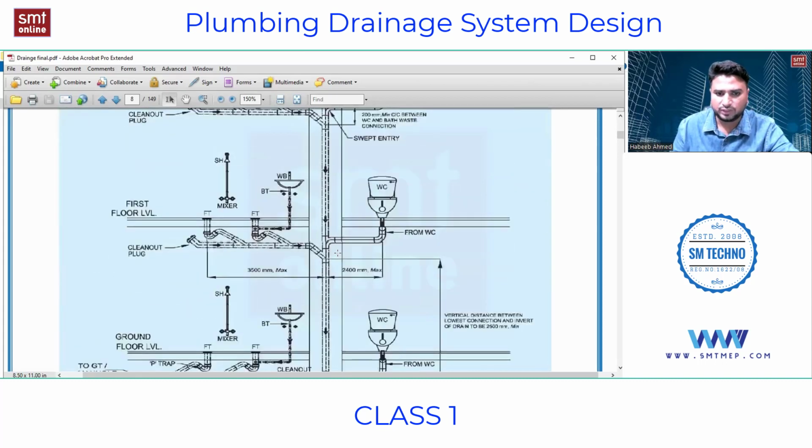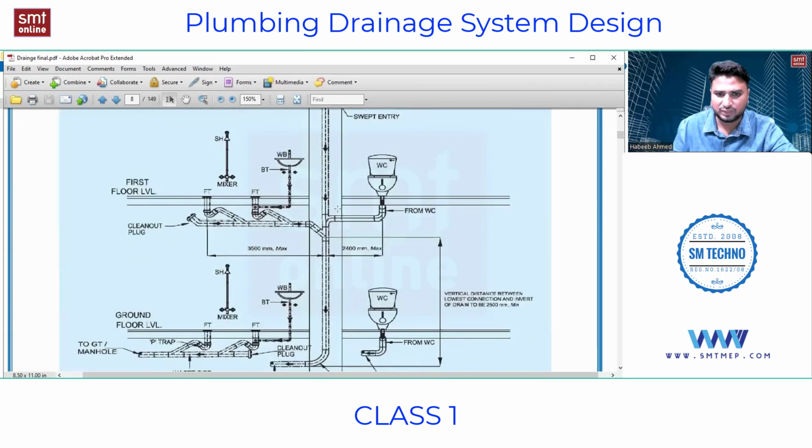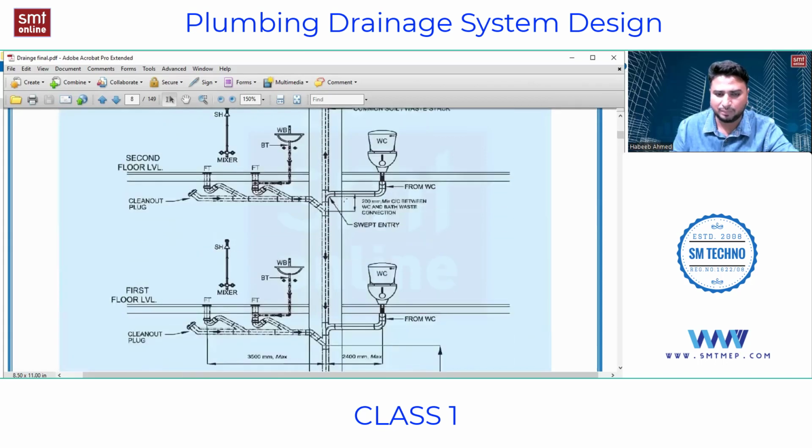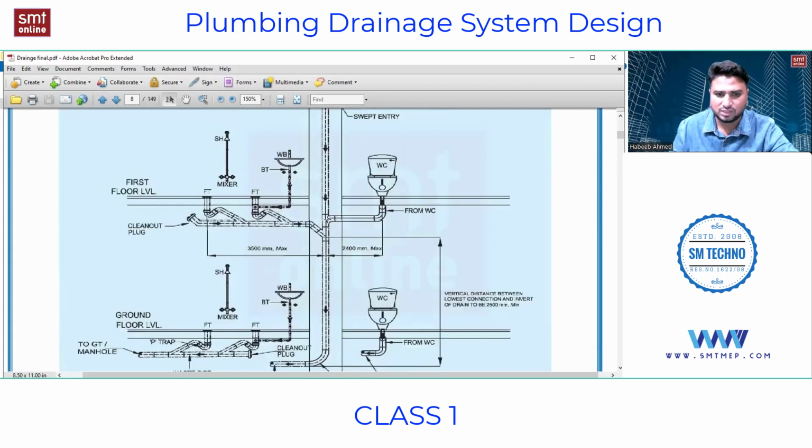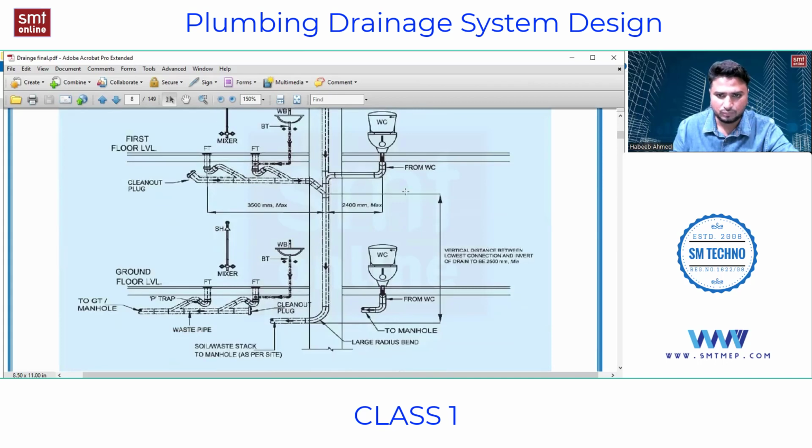Okay. And one more thing, they say that the distance between the soil and the wastewater line should be a minimum of 200 mm. That means the distance from this mid and this mid should be 200 mm between the bath waste and WC. You can see here, this is the bath waste and this is the WC waste. Okay.